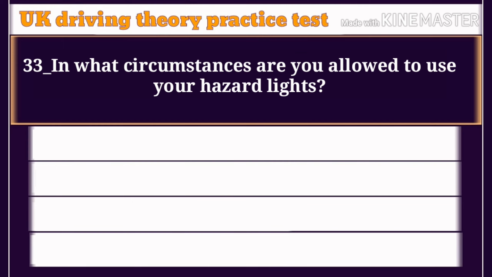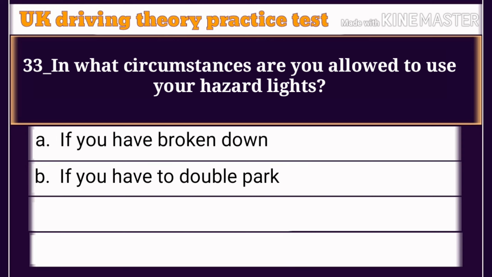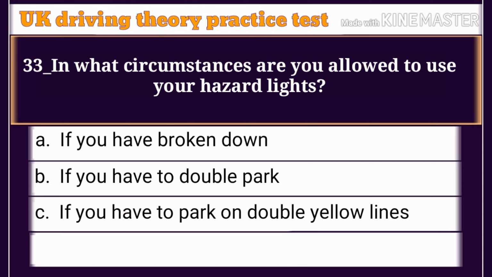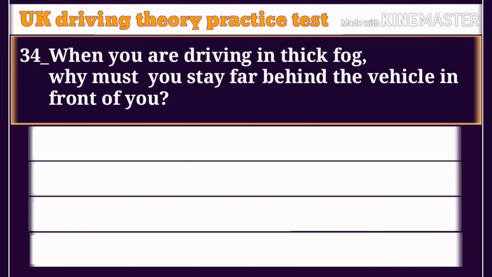Question 33. In what circumstances are you allowed to use your hazard lights? A. If you have broken down. B. If you have to double park. C. If you have to park on double yellow lines. D. If you're being towed. The correct answer is A. If you have broken down.